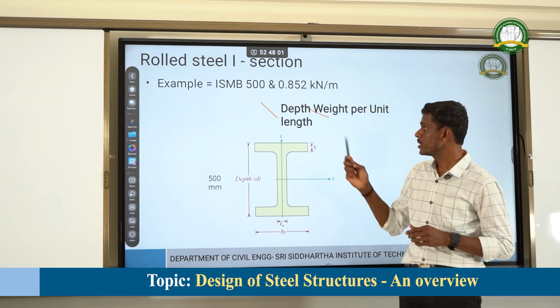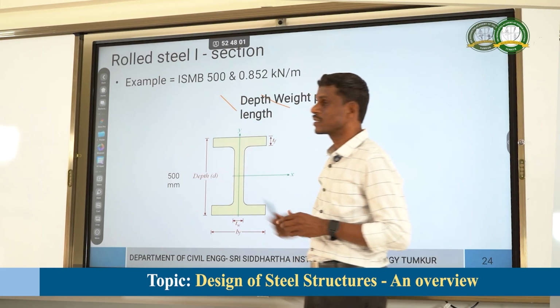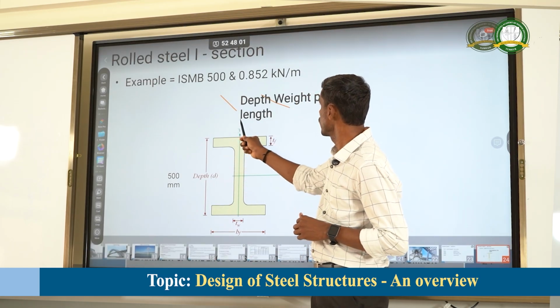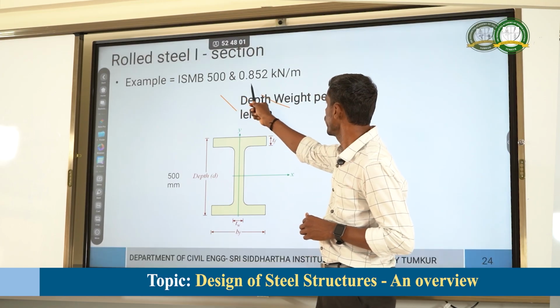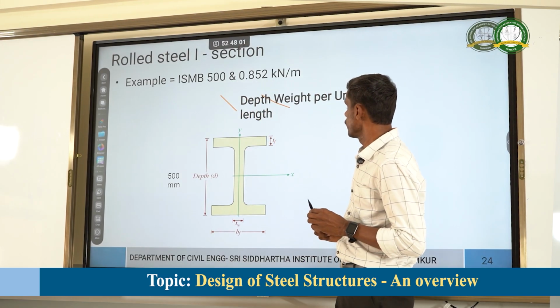Coming to the rolled steel I sections, take the example ISMB. What does ISMB stand for? Indian Standard Medium Beam. Here 500 is the depth, and 0.852 kilonewton per meter is indicating the unit weight of the member.